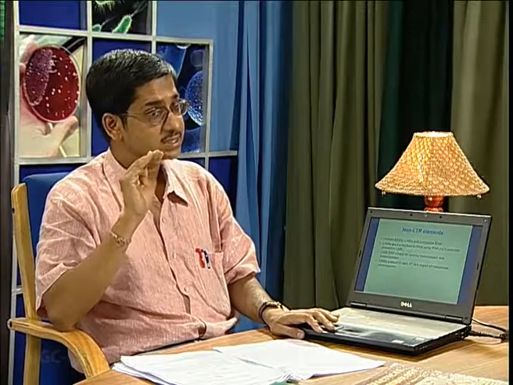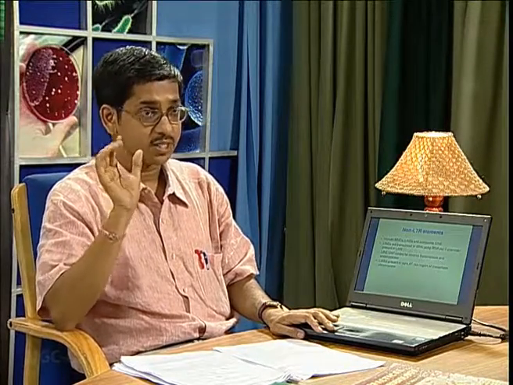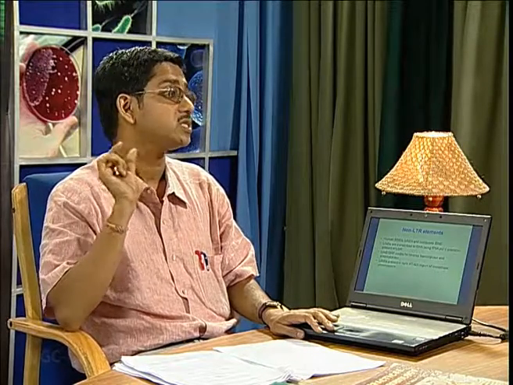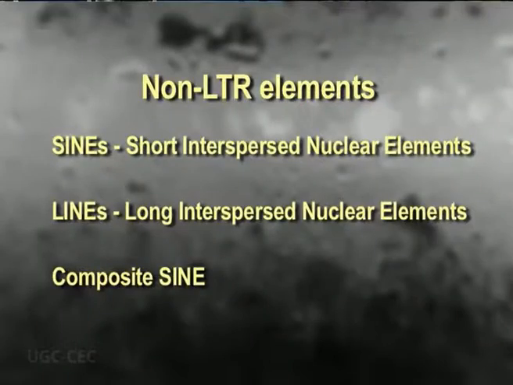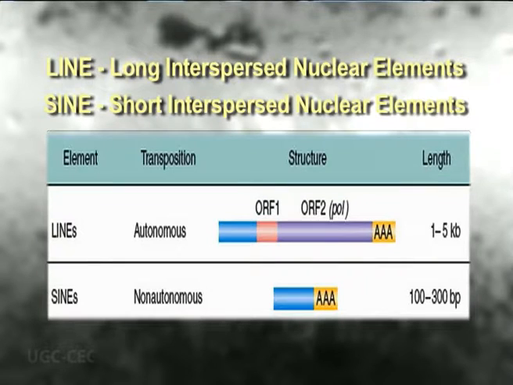There are sequences, especially in humans, which still use an RNA intermediate, but these long terminal repeats are not there. These are known as the non-LTR elements. For example, in humans, we know about the SINEs or the short interspersed nuclear elements, the LINEs or the long interspersed nuclear elements, as well as some composite SINEs present. Now coming to the LINEs, which is the long interspersed nuclear element.